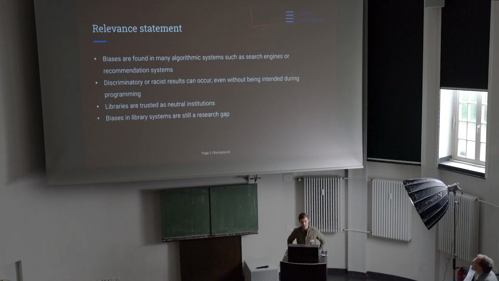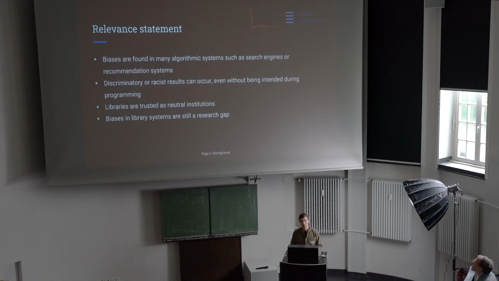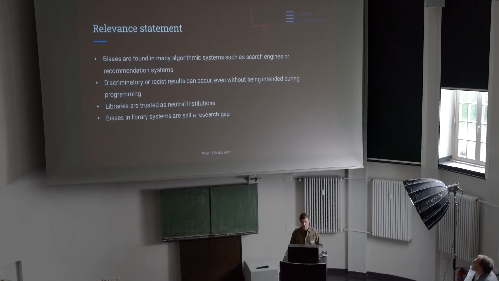That's an important research topic because, as you maybe know, biases are found in many algorithmic systems such as search engines or recommendation systems. They can be discriminatory or racist. Results can occur even without being intended during programming. Libraries are trusted as neutral institutions, so further research in this area is needed, and we tried to fill this gap with research on the Catalog Plus.